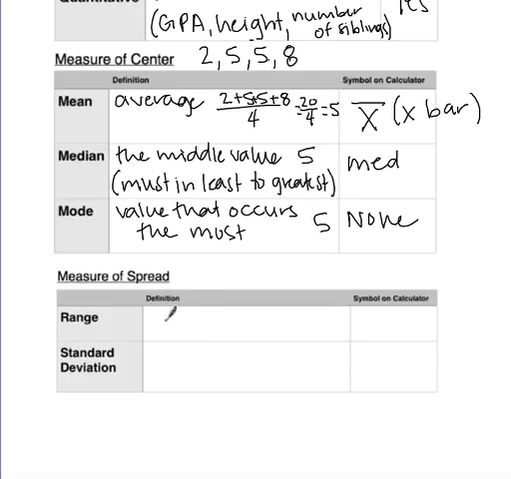For measures of spread, I have 2 that we worry about for this class, so that would be range and standard deviation. So the range is going to be my highest value minus my lowest value. There's not a button on the calculator that gives me my range, but it does tell me what my max is, and it does tell me what my min is. So my max being my highest, my min being my lowest. So I would do max minus min to be able to find out what my range is.